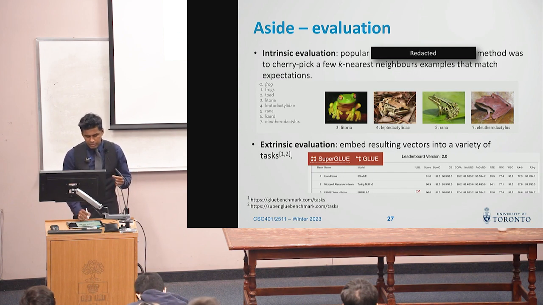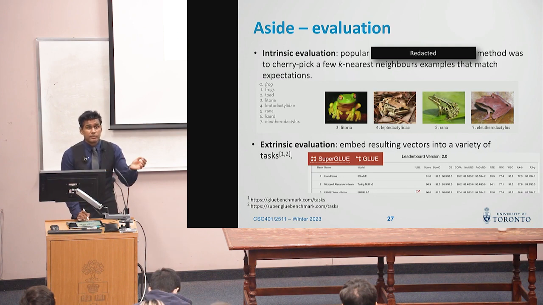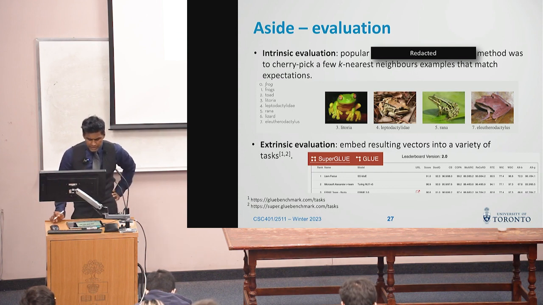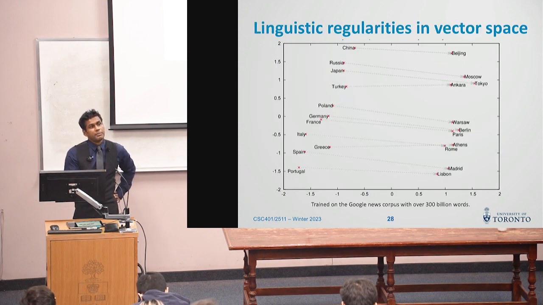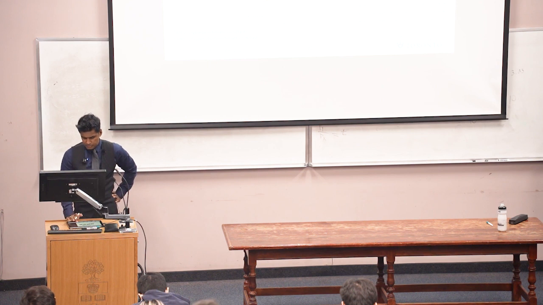If you're interested, you can look at the website. Initially GLUE was released, a set of standardized benchmark tests. And then when language models essentially solved those problems, they came up with SuperGLUE, which is a bunch of harder tests. And I think they're also almost solved now. But the point is that now everything is very standardized, and you can actually objectively compare different embeddings.